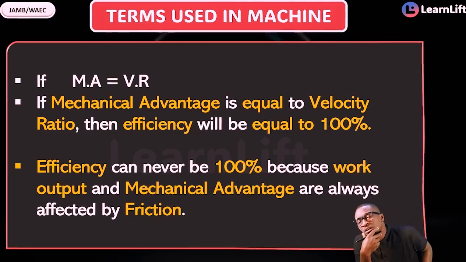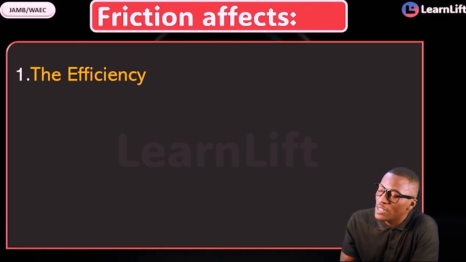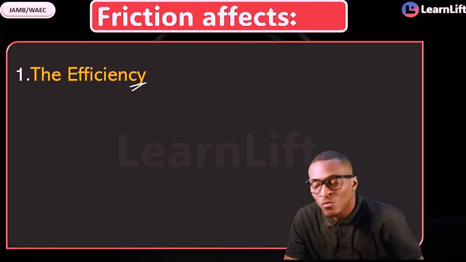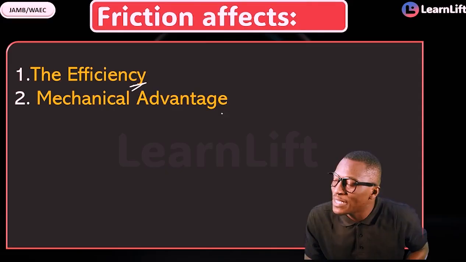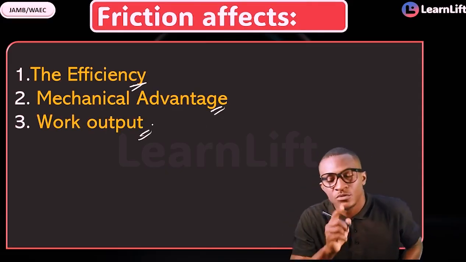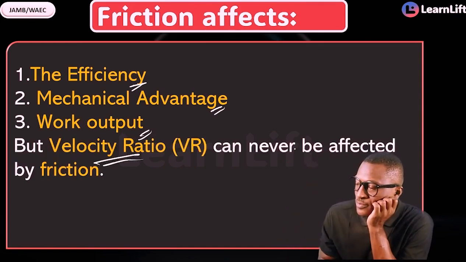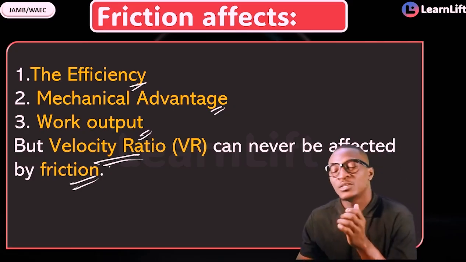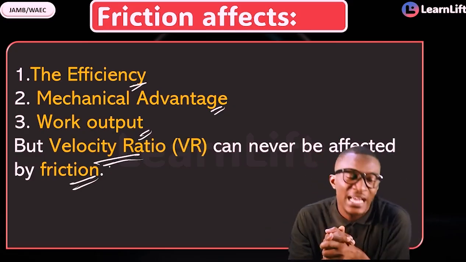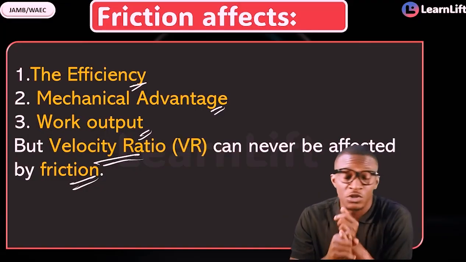And do you understand? Now, what are the things that friction affects? Take note that friction affects number one, efficiency. Number two, friction is going to affect mechanical advantage. Number three, friction is going to affect work output. But one thing friction does not affect is velocity ratio. But velocity ratio can never be affected by what? Friction. Everybody.